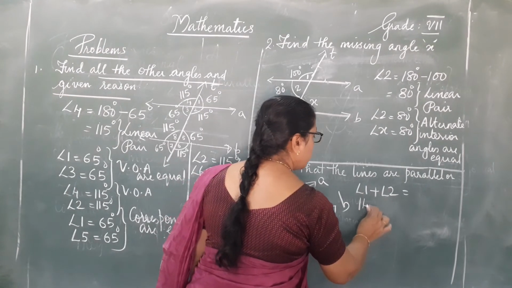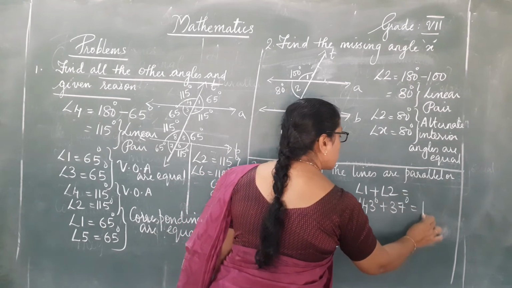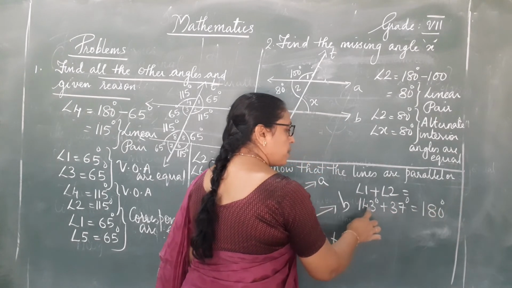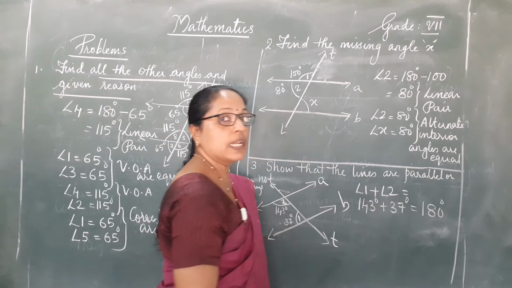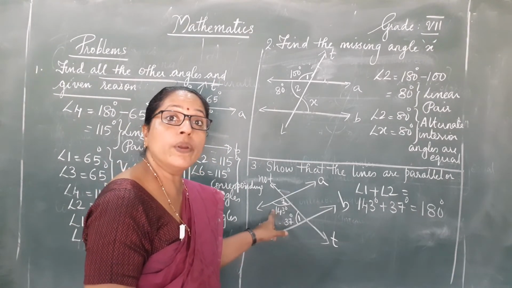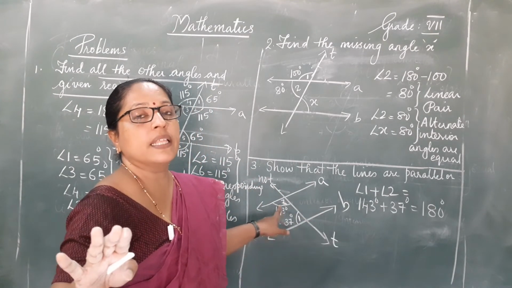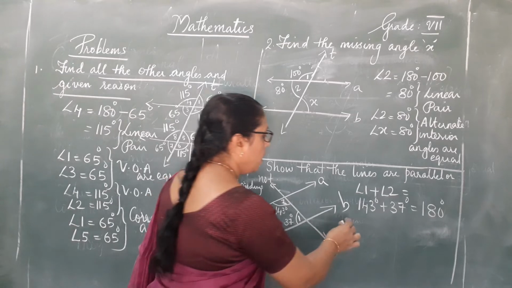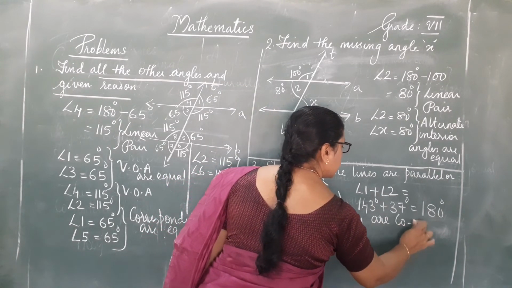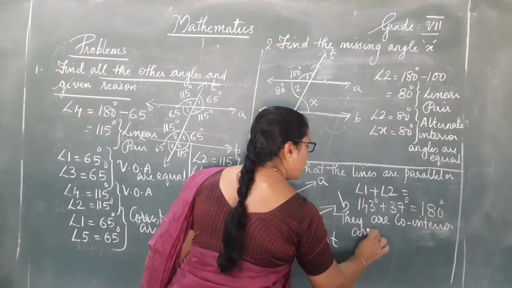So 143 degrees plus 37 degrees, which is equal to, add it, 7 plus 3 is 10, 3 plus 4 is 7, 7 plus 1 is 8, 180 degrees. So hence we can say that they are co-interior angles. If 180 comes only, we can finalize it. They are co-interior angles.